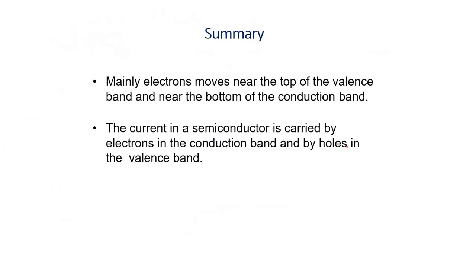So what is the summary? Electrons and holes: mainly electrons move near the bottom of the conduction band, and near the top of the valence band we will not say electron, mainly holes move. It is moving electrons because this is the valence band. Suppose this is a vacancy and a lot of electrons are here. Electrons are moving here, but the hole is moving. This would be confusing.